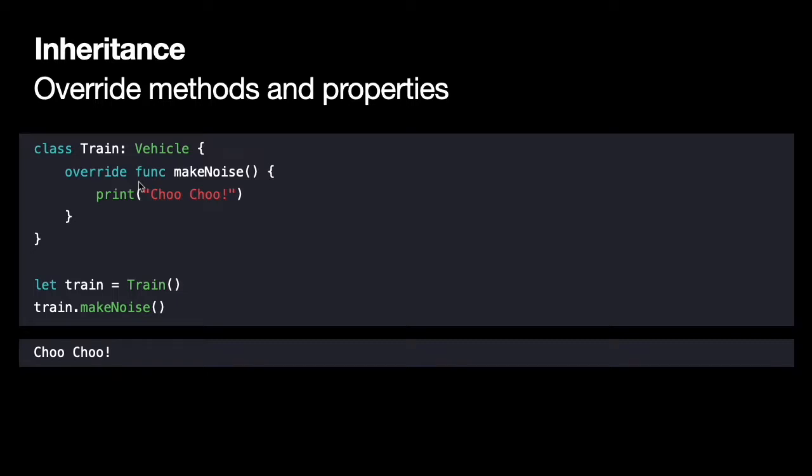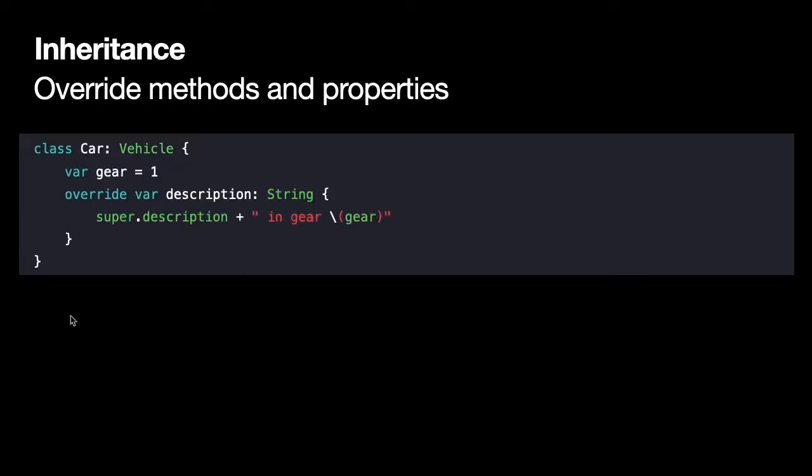Here's an example where the subclass Car is a subclass of Vehicle, and we are overriding the computed property description with a different description. And in fact, we're using the super keyword, so we get the description from Vehicle, and then we add in gear and then our gear to it.